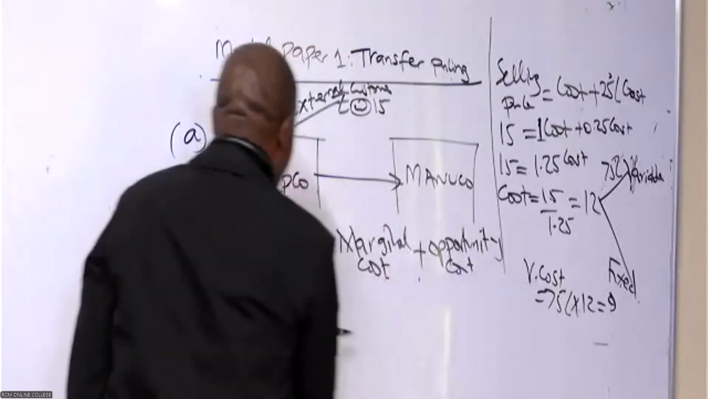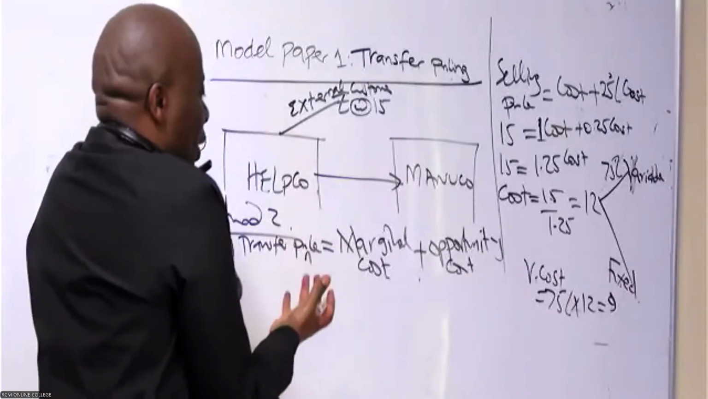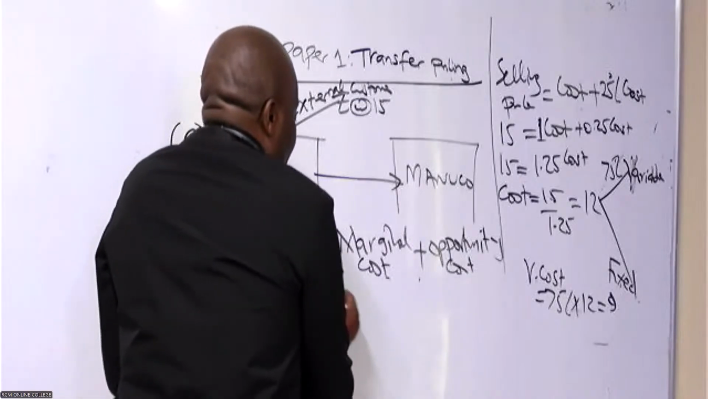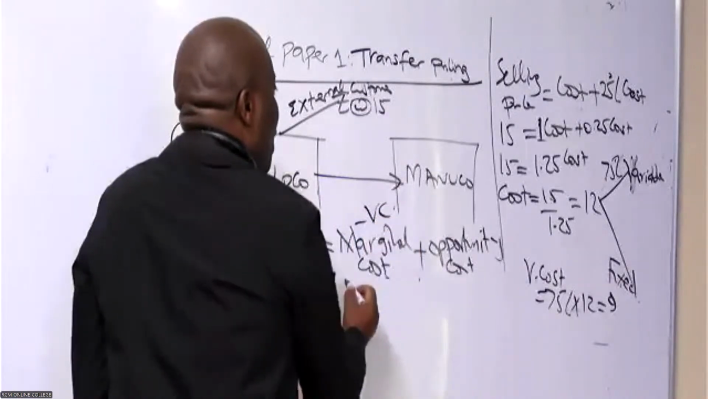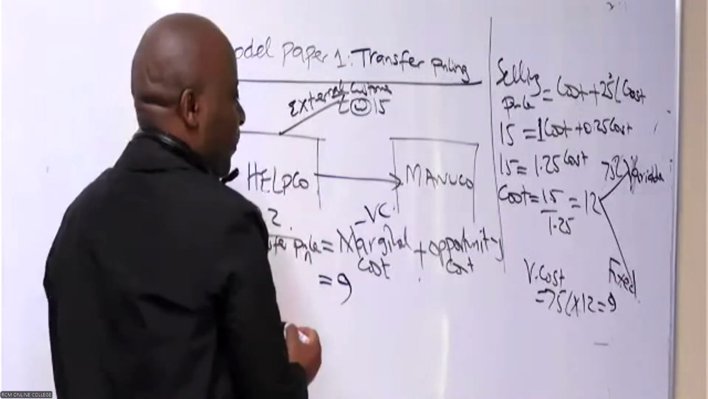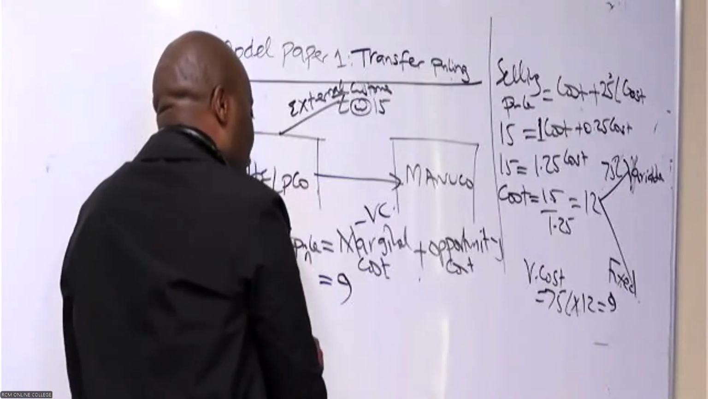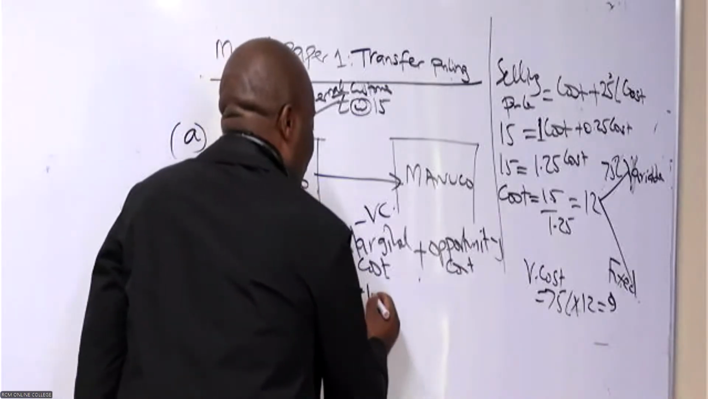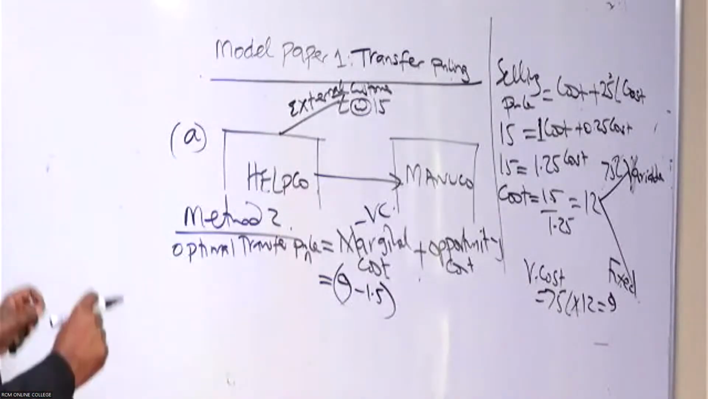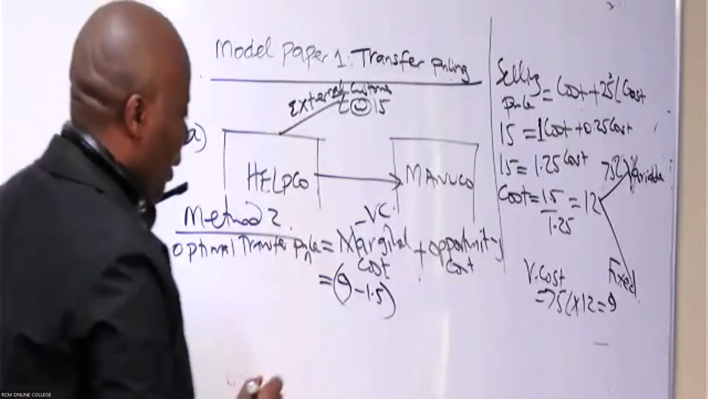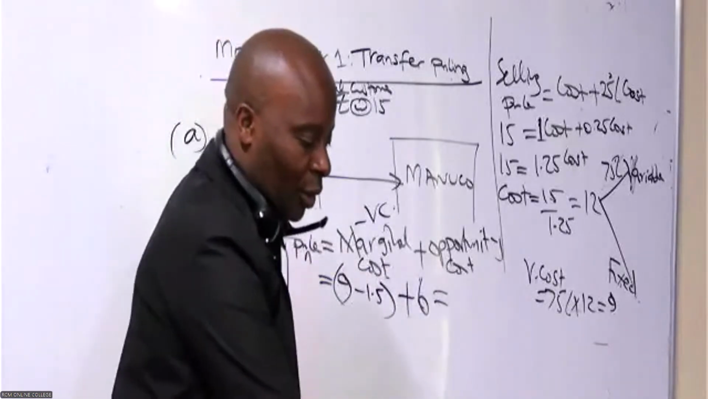So let's get into business here. The optimal transfer price will be equal to our marginal cost of production. Remember, marginal is the same as variable, and you have given me a figure of 9. But now remember, we are producing this for our internal market, so we shall be able to save the packaging cost. Plus now the opportunity cost of 6.